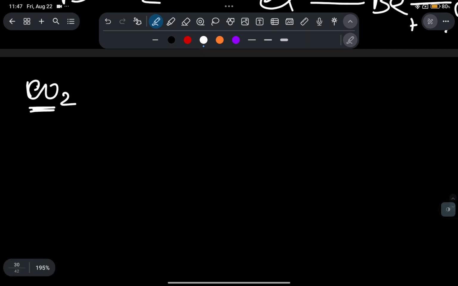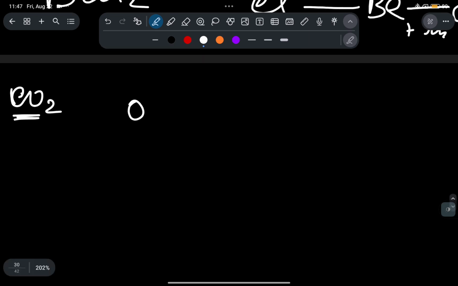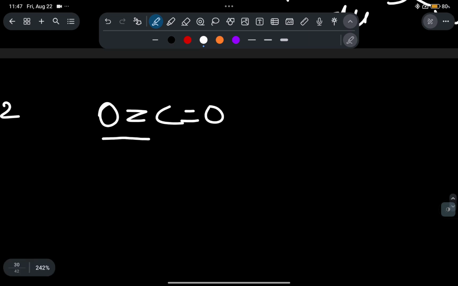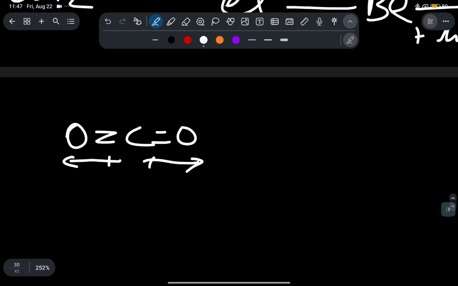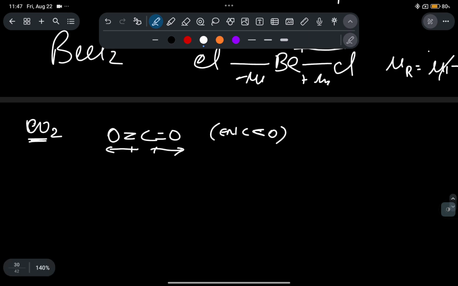Okay, so CO2. If you say CO2, O double bond C double bond O. If you see here, the high electronegativity atom is oxygen. So the electronegativity of C is less than that of O.